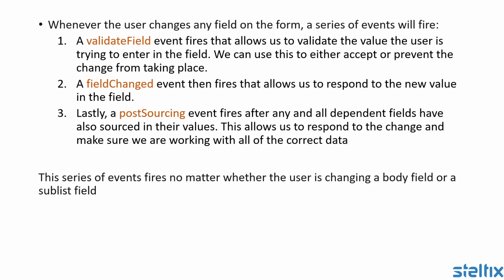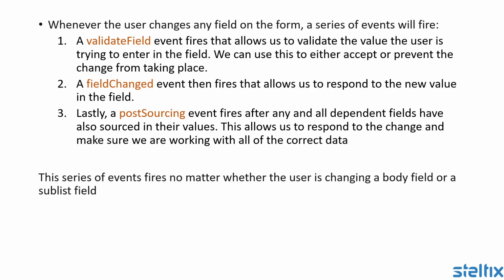Whenever the user changes any field in a form, a series of events will fire. The first one is a validate field event. This allows us to validate the value the user is trying to enter in the field. We can use this to either accept or prevent the change from taking place. So if we're not happy, with a validate field event we can throw an error message to tell the user, we're not happy, please fix this field.